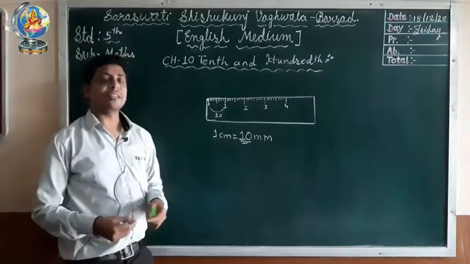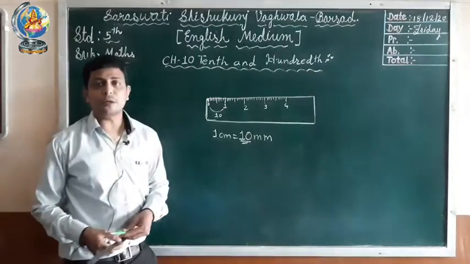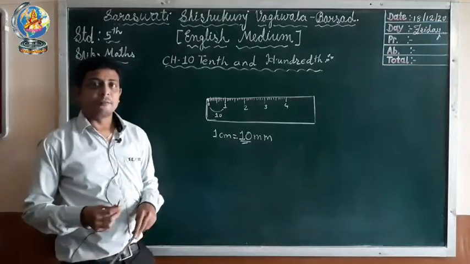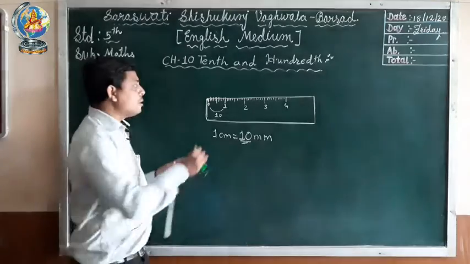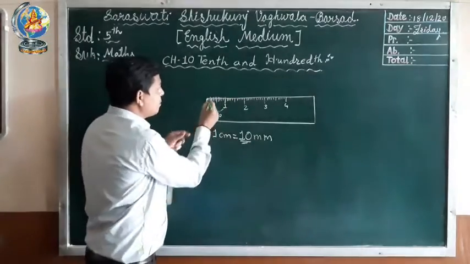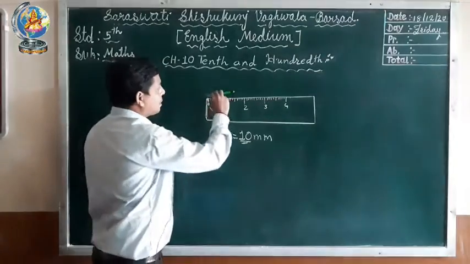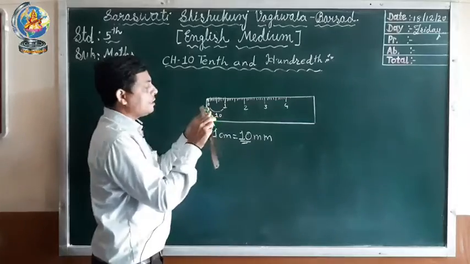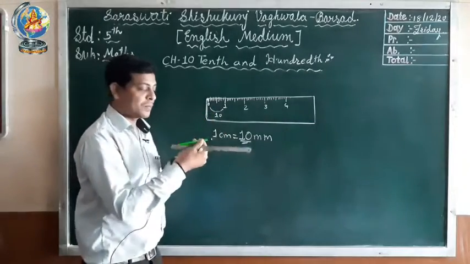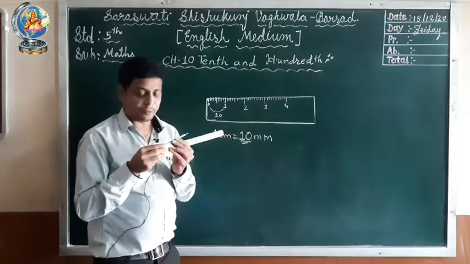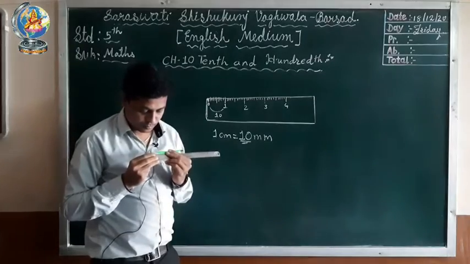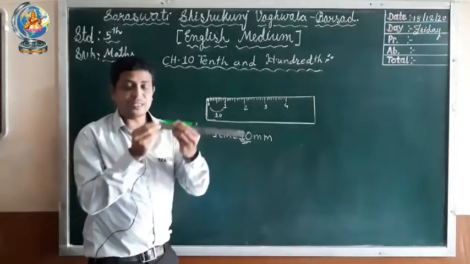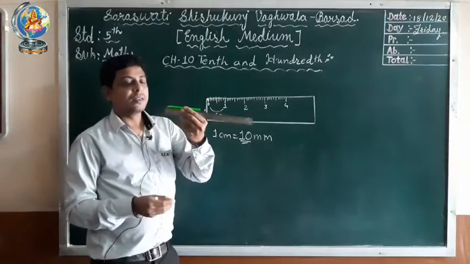Now let us measure this pencil. If I want to measure the pencil, one of the points I have to put on 0. So you can see here 0. There I have to place my pencil. The tip of one end of the pencil must be on 0, like this. You can see here.